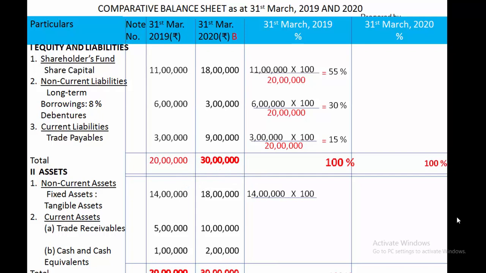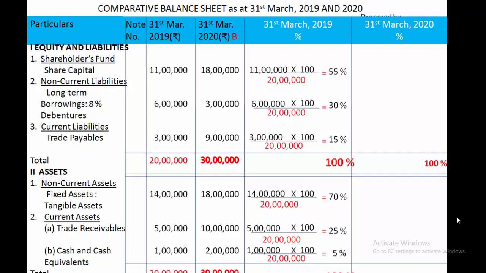Next, in asset side, 14 lakh into 100 divided by 20 lakh, that is 70%. Next, 5 lakh into 100 divided by 20 lakh is equal to 25%. Next, 1 lakh into 100 divided by total of balance sheet 20 lakh, that is 5%, and total is again 100%. So we are dividing each and every item of 2019 by the total of balance sheet of 2019 to get percentage of each and every item.